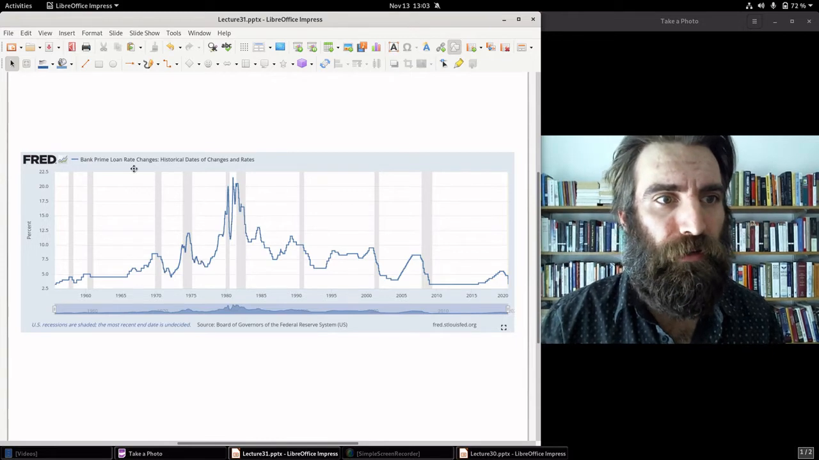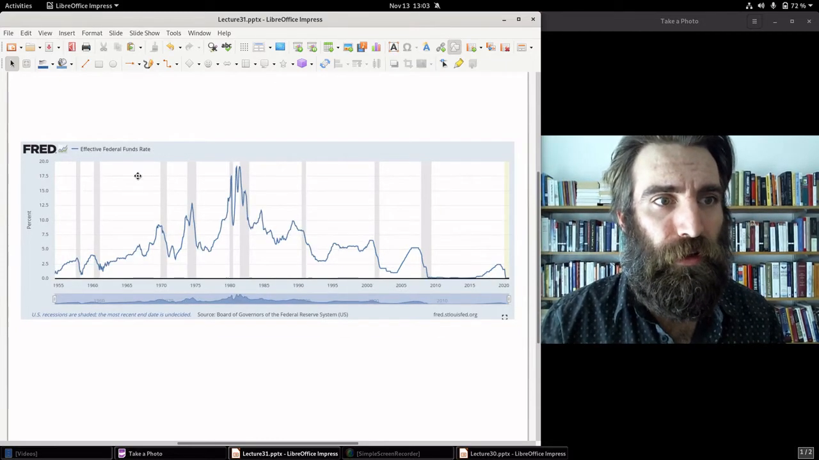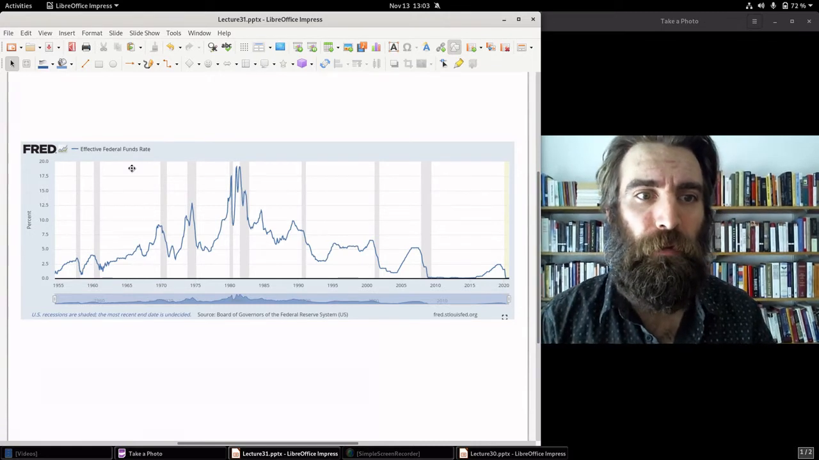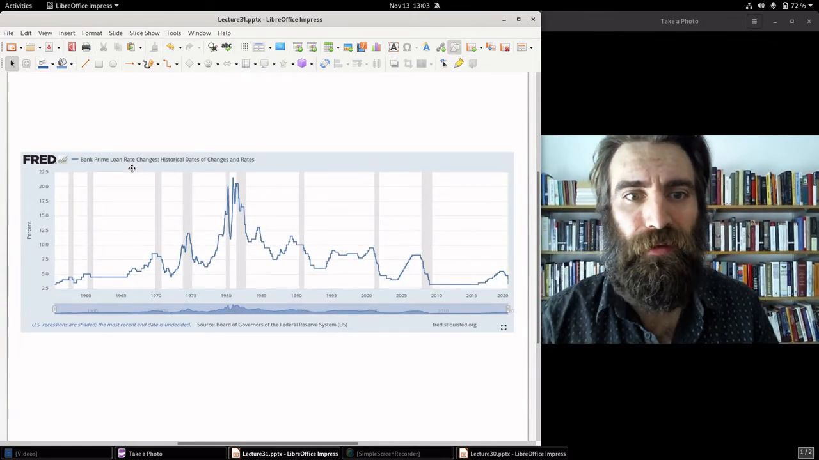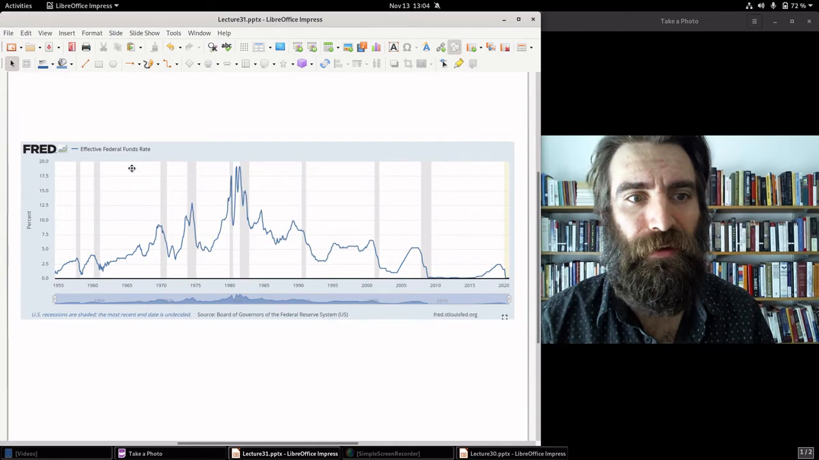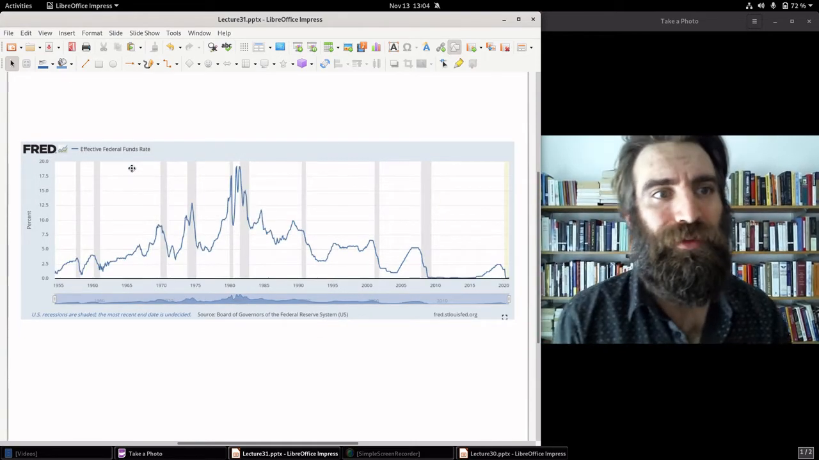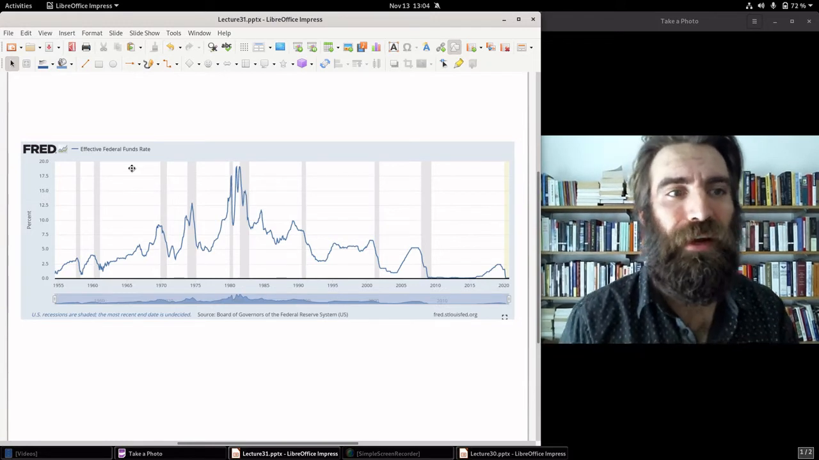So compare this, the prime rate graph, to this. This is a federal funds graph. See how closely tied they are. It's basically the same graph. Okay? It's pretty remarkable, actually. So it has a huge impact. A huge impact.